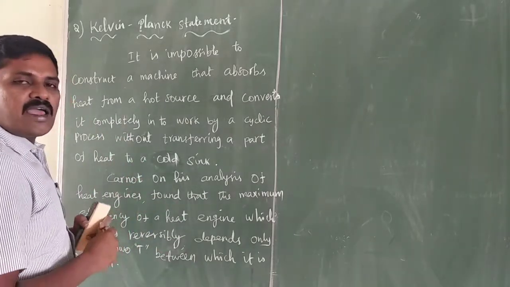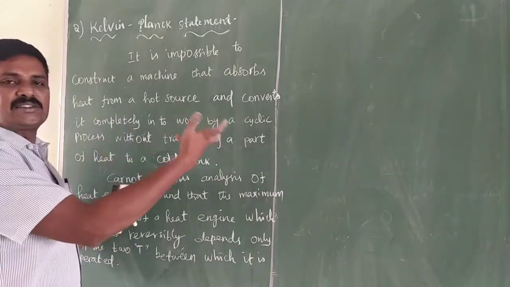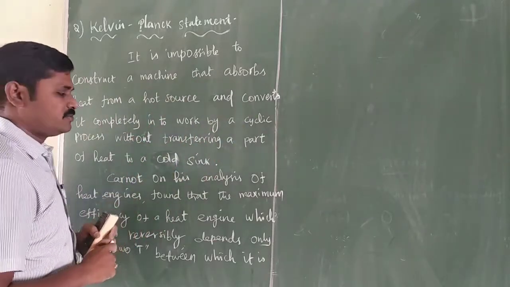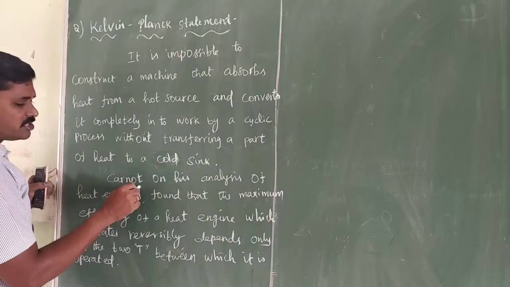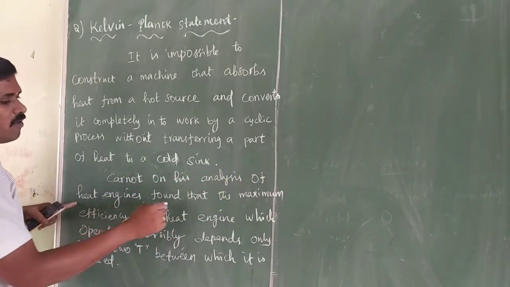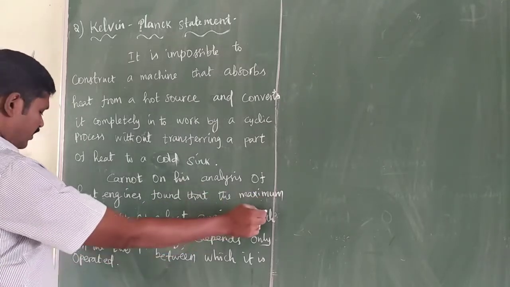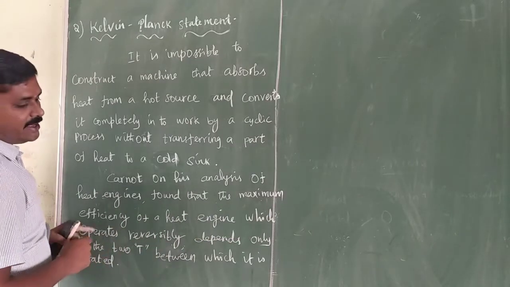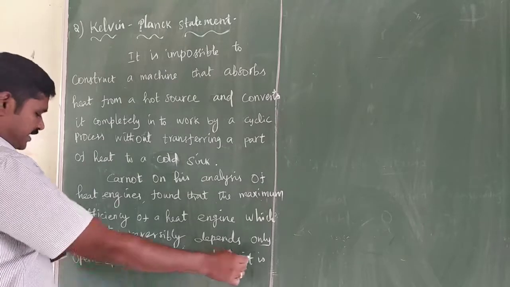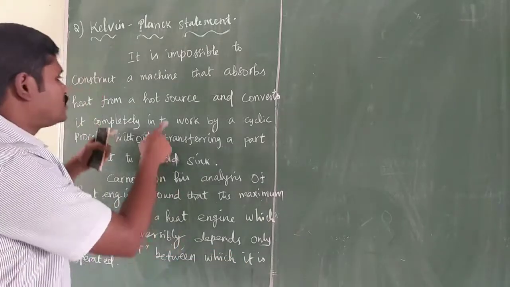Even the efficiency of an ideal frictionless engine can never be 100%. The scientist Carnot, in his analysis of heat engines, found that the maximum efficiency of a heat engine which operates reversibly depends only on the two temperatures between which it is operated. Understand, students?